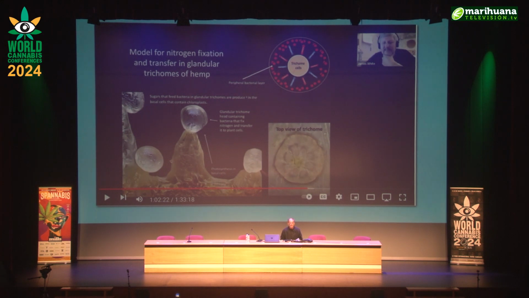Guess where the oxygen-free environment comes from? The trichome sprays the plant with cannabinoids that enable the plant to be able to be in an oxygen-free area and fix the nitrogen.